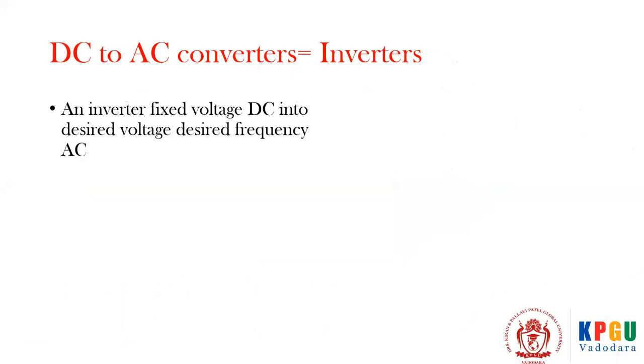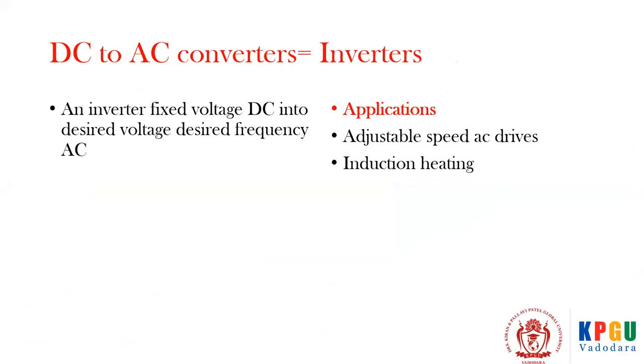An inverter converts fixed voltage DC into desired frequency AC. Applications are adjustable speed AC drives, induction heating, UPS, and HVDC transmission. Right? An inverter converts is missing over here anyway.